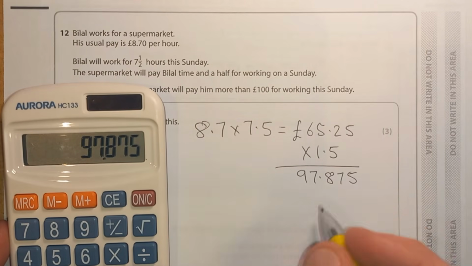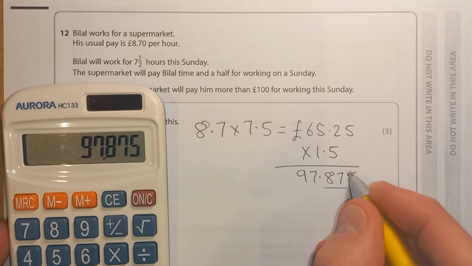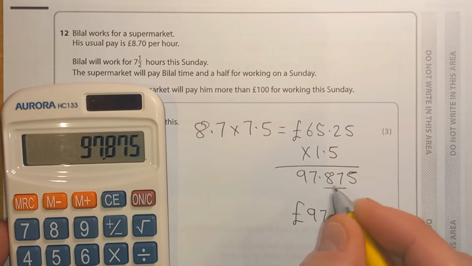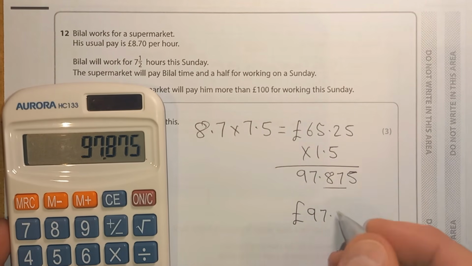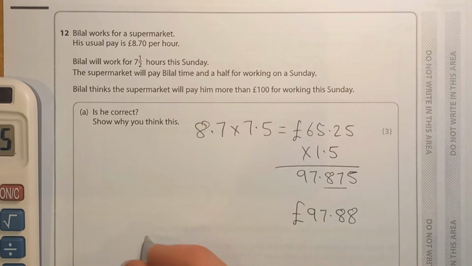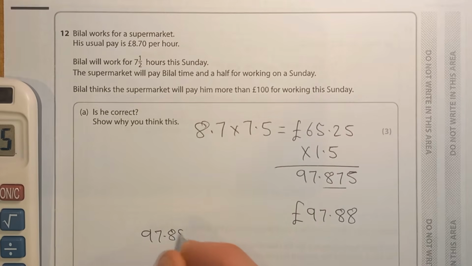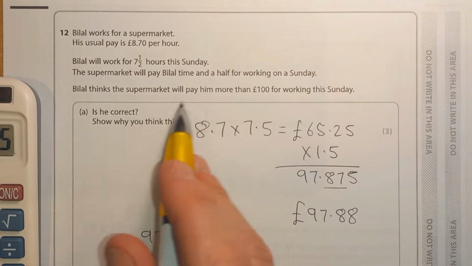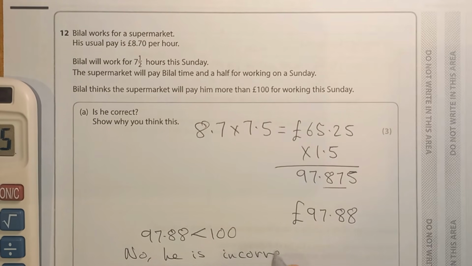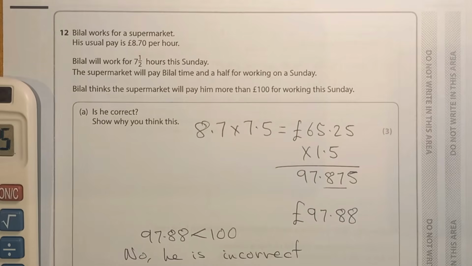97.875. Again, this is money, so we're going to round it to 2 decimal places. So it's going to be £97.87, but if it's 5 or more, we round it up to 88. Okay, well, £97.88 is less than 100. He thinks it will pay him more than 100, so is he correct? No. He is incorrect.